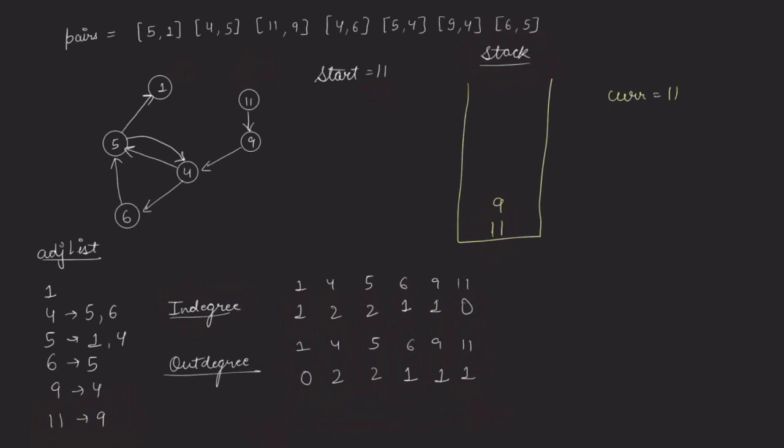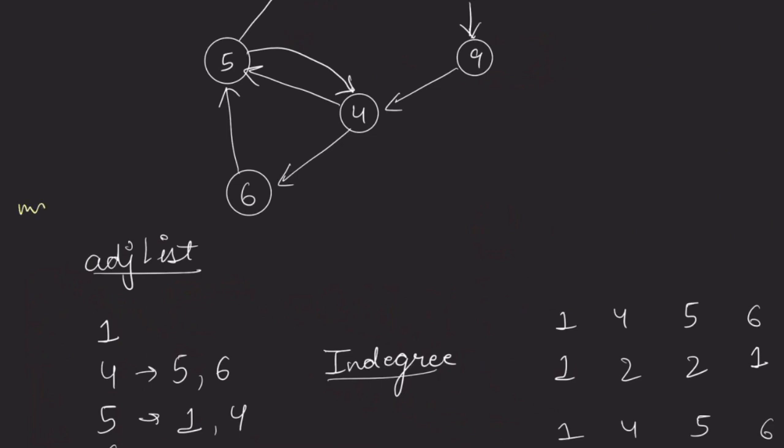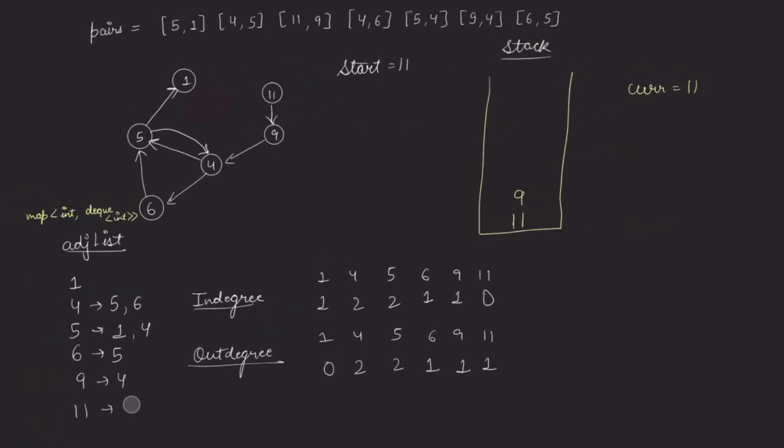So for this adjacency list, the keys you can maintain as an integer and the values you can maintain as a DQ. Why DQ? So that you can pop the node that you are considering from the front. For example, for this first you will be considering 5 and then 6, right? So when you consider 5, you can pop this 5 from the front. So only 6 will remain, right? That is why this adjacency list we can maintain as a map where the key will be an integer and the value will be a DQ of type integer, right? So this is how our adjacency list will look like, right? So this node 9 will be removed from the adjacency list of 11, right?